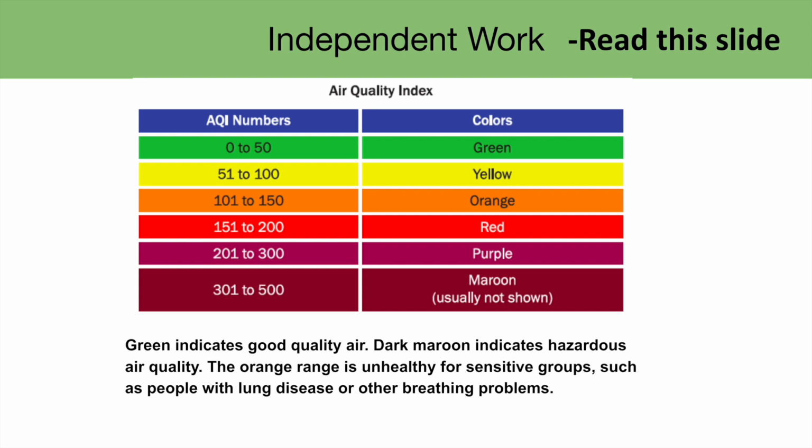Air quality index, AQI numbers. 0 to 50 is green, 51 to 100 is yellow, 101 to 150 is orange, 151 to 200 is red, 201 to 300 is purple, and 301 to 500 is maroon, usually not shown. Green indicates good air quality. Dark maroon indicates hazardous air quality. The orange range is unhealthy for sensitive groups, such as people with lung disease or other breathing problems.